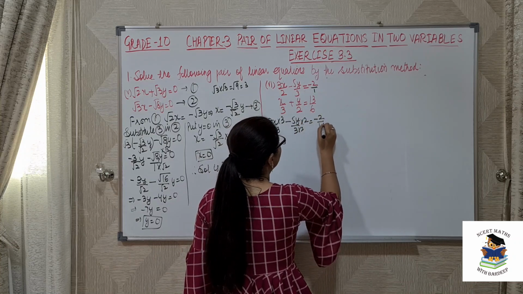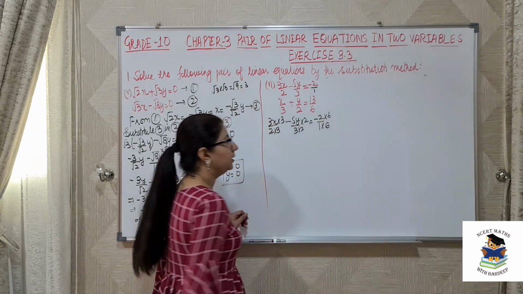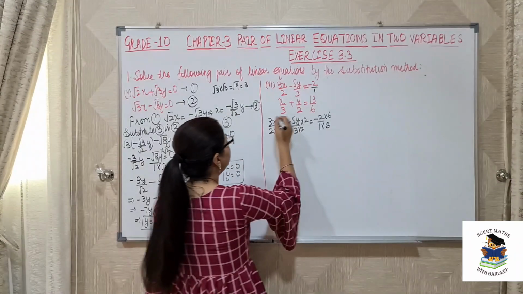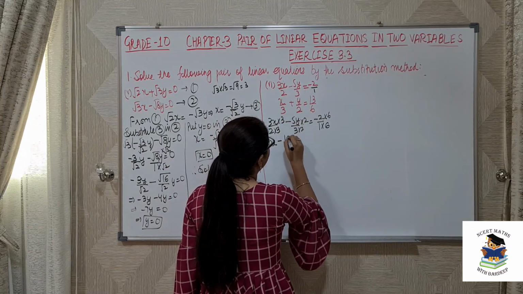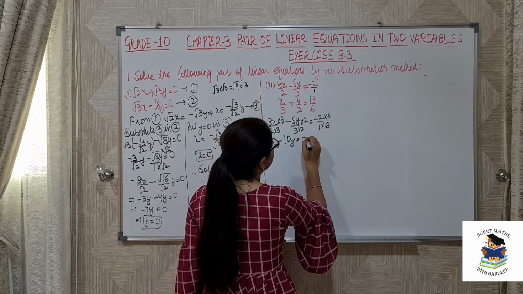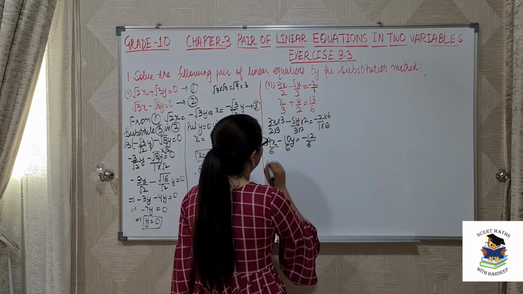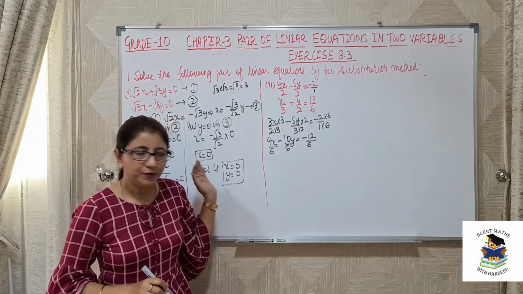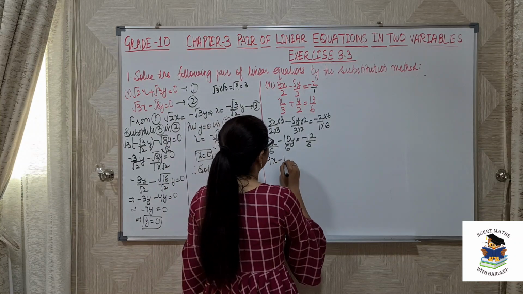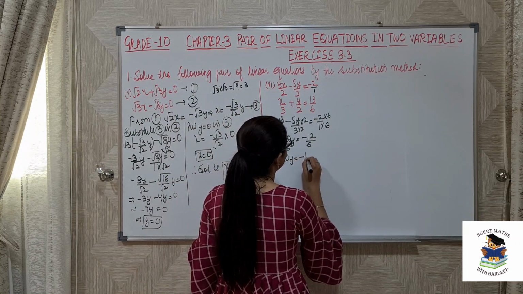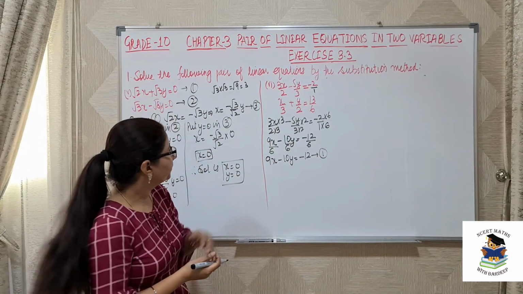Here minus 2 by 1. So 2 and 3 is 6. It should be multiplied with 6. So 3 into 3 is 9x minus 5 into 2 is 10y is equal to minus 12 over 6. Again, same denominator, ignore this. So our equation is 9x minus 10y is equal to minus 12. This should be my first equation.